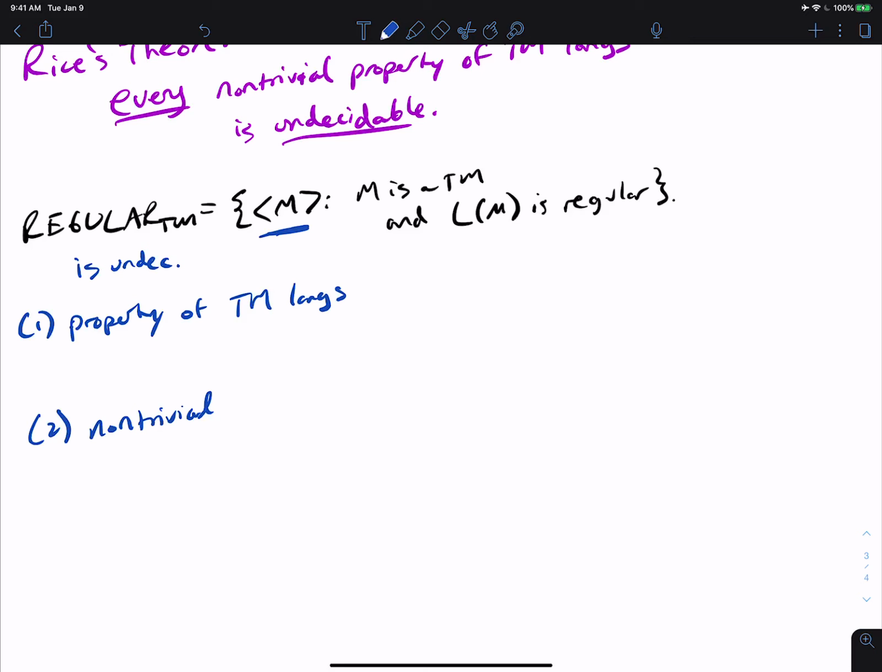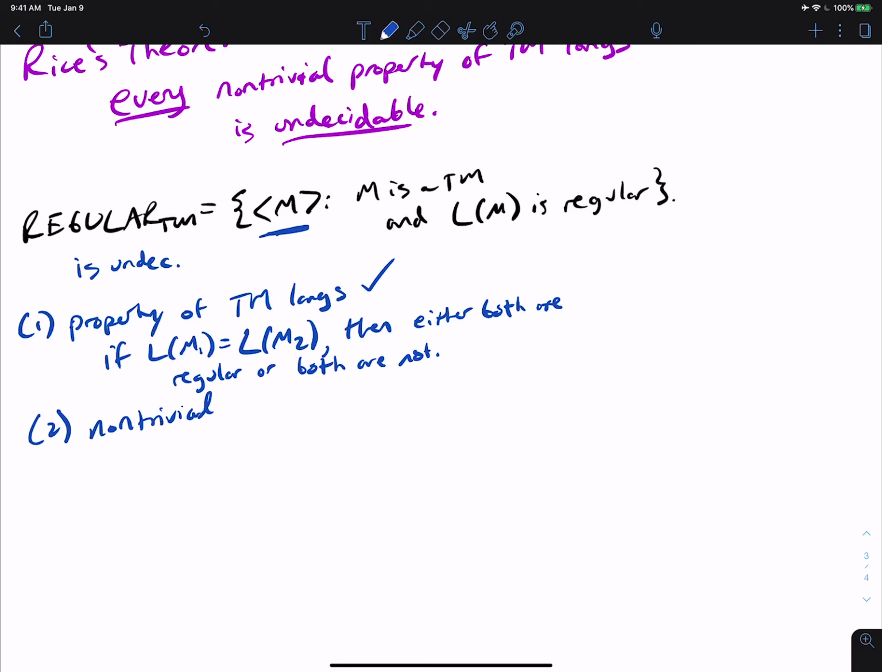So let's see. What does a property of Turing machine languages say? It says if we have 2 arbitrary Turing machines, M1 and M2, that have the same language, could it be the case that one of the languages is regular and the other one isn't? Well, that's not possible because they have the same language. So either both are regular or both are not. So it is a property of Turing machine languages.